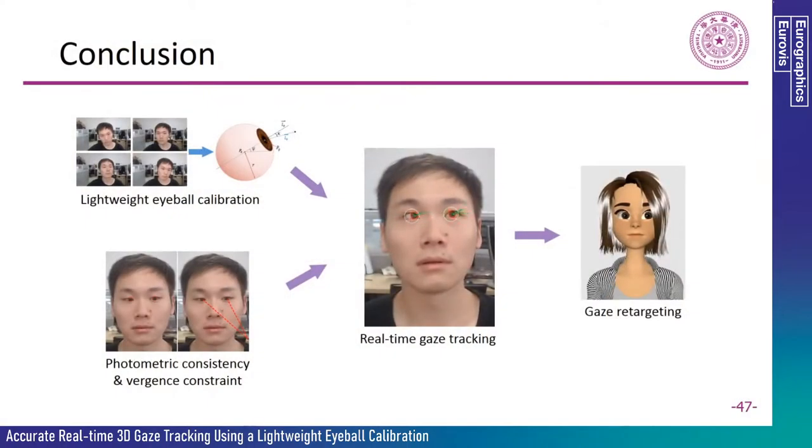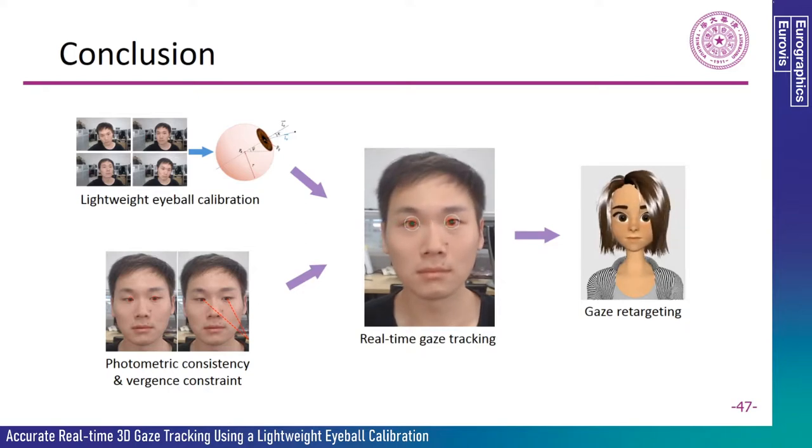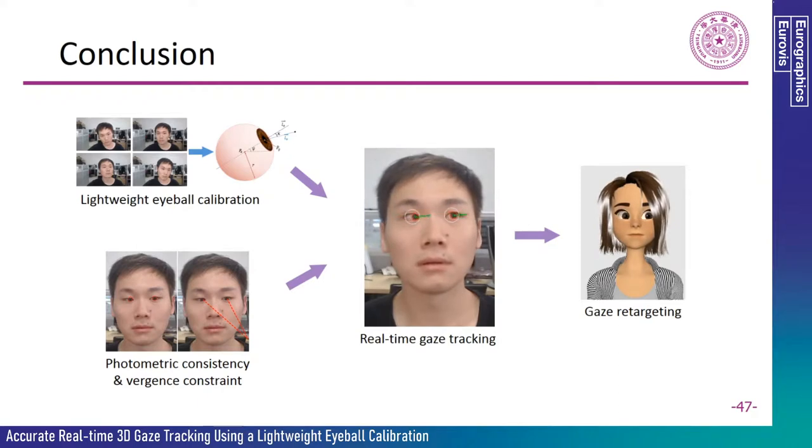Finally, let me conclude this work. We propose a real-time 3D gaze tracking technique using a single RGB imagery only. First, we propose a novel lightweight eyeball calibration method which does not require known 3D positions of the calibration targets. Leveraging the calibrated parameters and the two constraints, we propose an online gaze tracking method and a linear regression to reduce systematic errors. We show experimentally that our technique yields high accuracy in gaze estimation, better than a state-of-the-art appearance-based method. And we demonstrate visual results on 3D gaze target tracking and apply our technique to gaze retargeting with visually pleasing results.